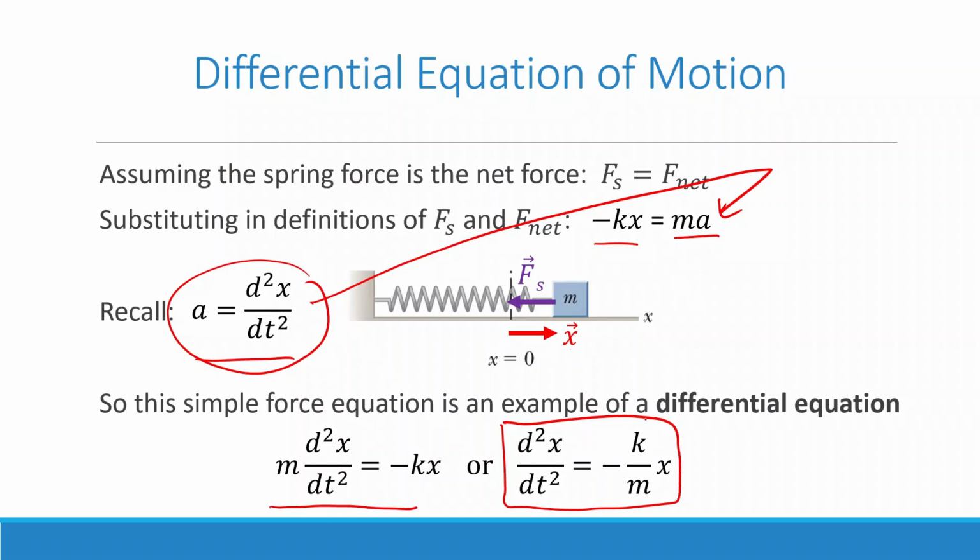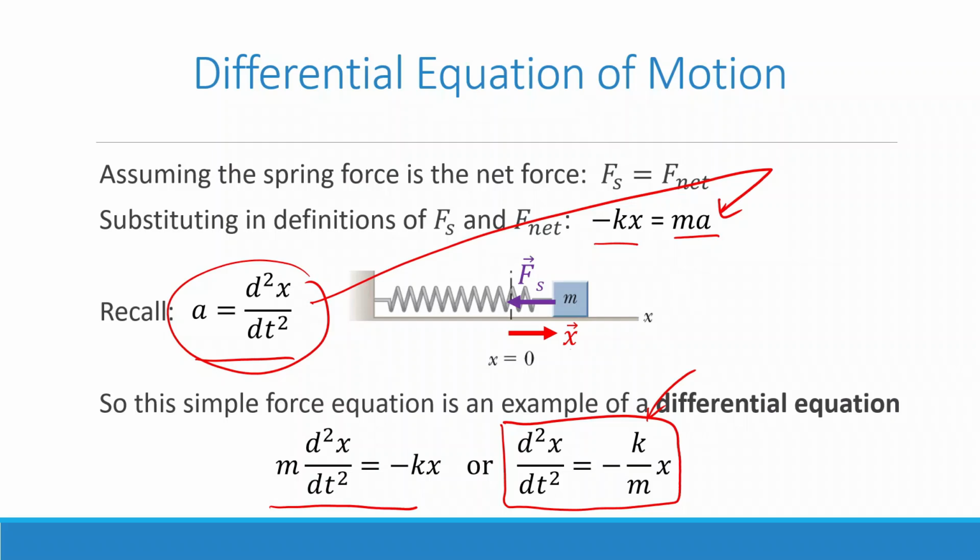Basically, the ratio of the spring constant to the mass is one of the defining factors of the oscillation. Because the mass is providing inertia, and the spring constant is what's providing the resistance that's pulling back in. So this is our differential equation.